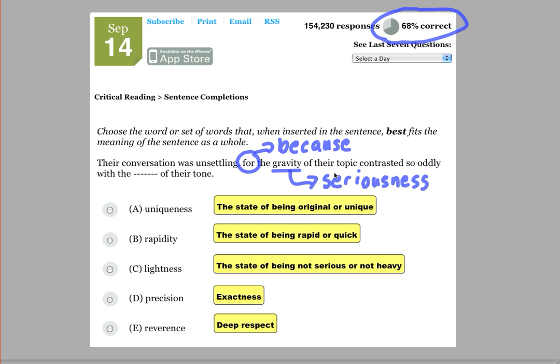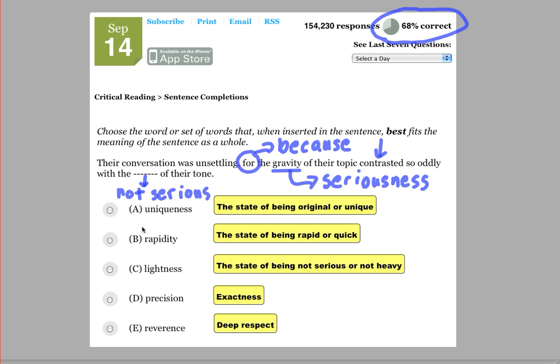So the seriousness of their topic contrasted so oddly with the blank of their tone. So if it's contrasting, if their seriousness is contrasting with something else, then it's going to be something not serious. So basically I'm going to be looking for an answer that means not serious.